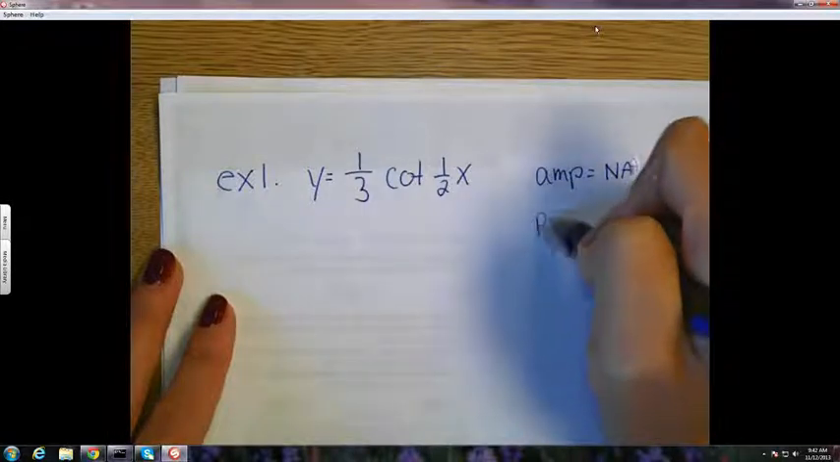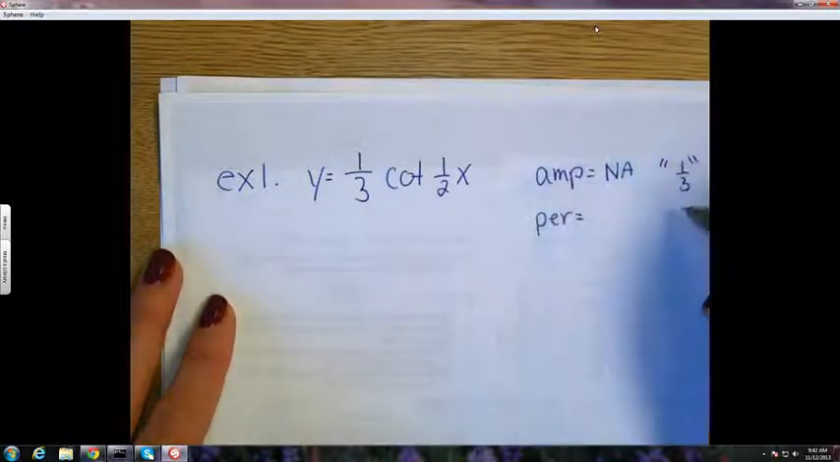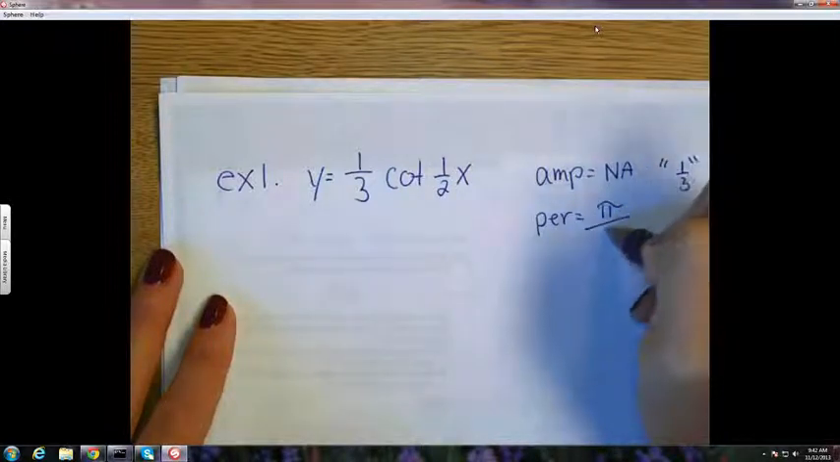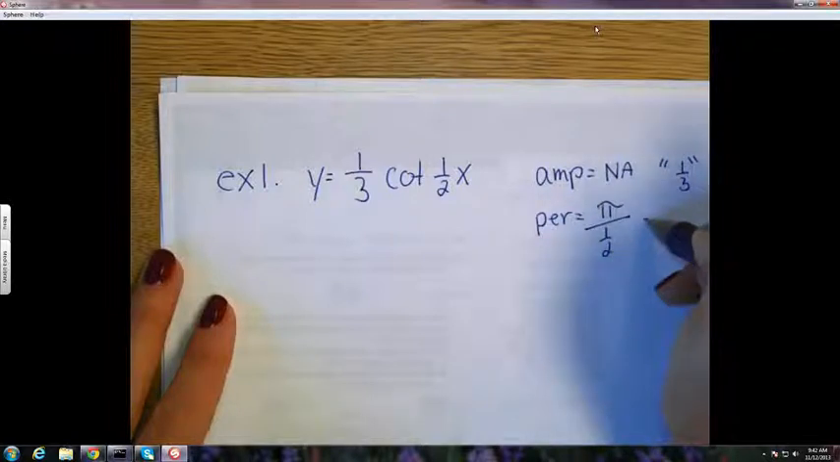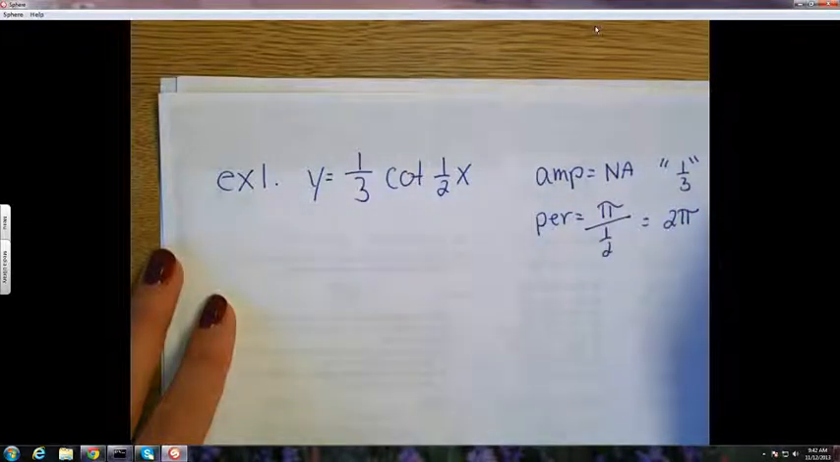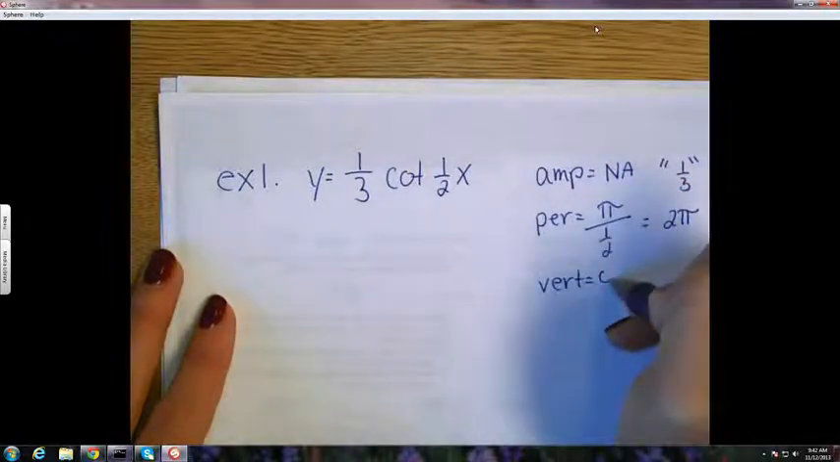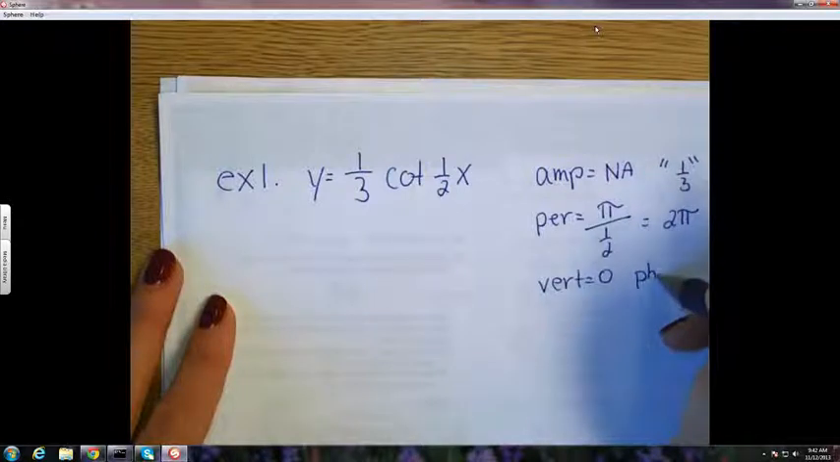Period. It's going to be pi. Then you have to divide by a half. Divide by a half, which makes it 2 pi. So it's stretching it out. Vertical shift? None. Phase? None.